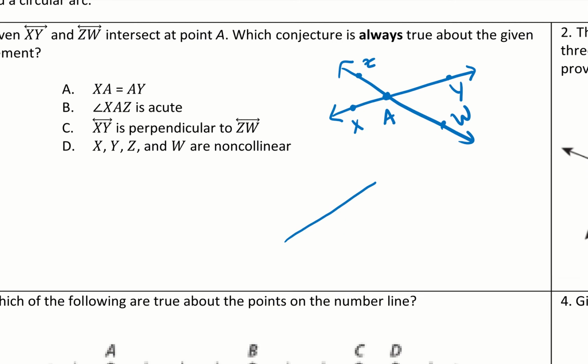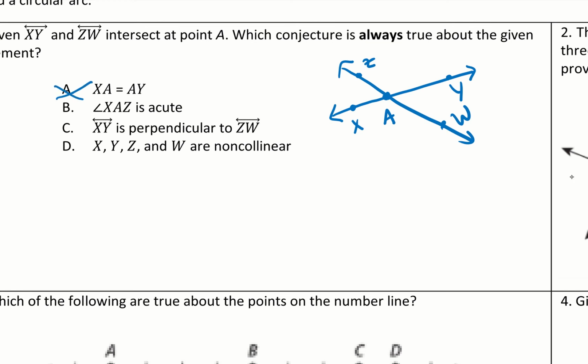So for part A, XA equals AY. Are they saying that these have to be equal to each other in that statement? This is not necessarily true. They don't say anything about where A is on the line. In fact, in this graphic, A is actually closer to X than to Y. You could have drawn this either way. It could have been closer to Y than to X. So this is not always true. It's only true in certain circumstances.